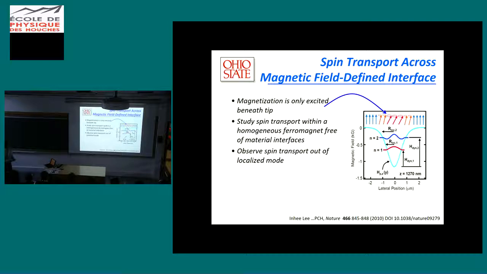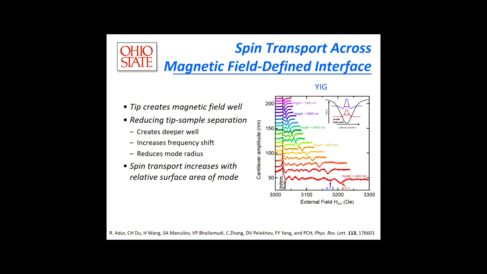But the key point here is that you're only driving these spins into resonance. So you have this opportunity of saying when these spins are excited, and we heard a couple of talks yesterday about spin pumping, these excited spins will drive spin transport into the neighboring material. But the interesting thing here is that the only interface across which that spin transport is occurring is a field interface that's defined by this field gradient. So that gives us a unique opportunity. So that's what I'm going to talk about a little bit.